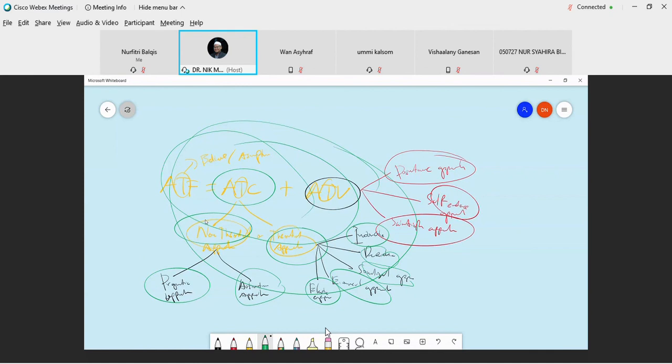Accounting theory development, accounting theory to be formulated, to be developed, to be realized, to be illustrated. It's just a name. It's just a name.